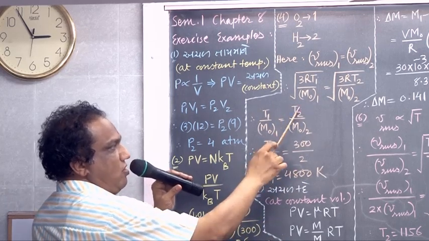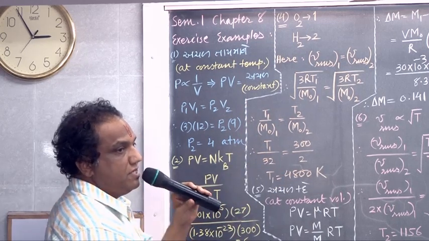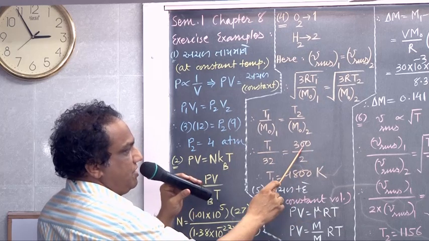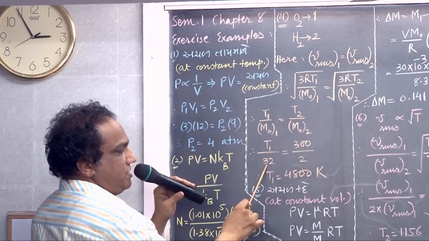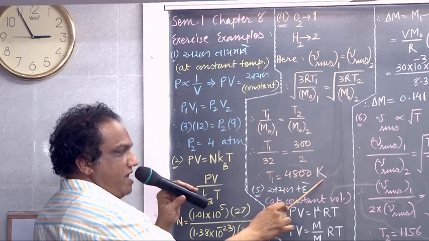The temperature for hydrogen gas they have given is 27 degrees centigrade. 27 plus 273, how much? 300 Kelvin. Now 2 16s are 32, 16 into 300, the answer is 4800 Kelvin.